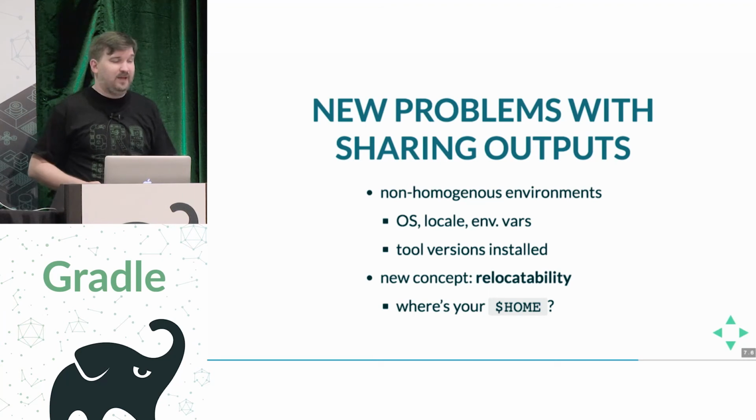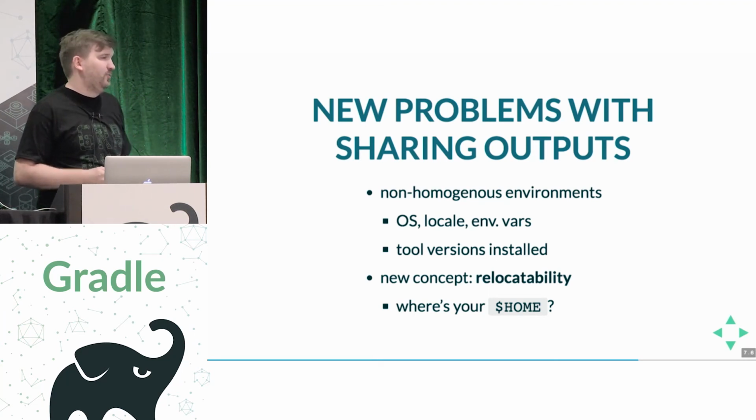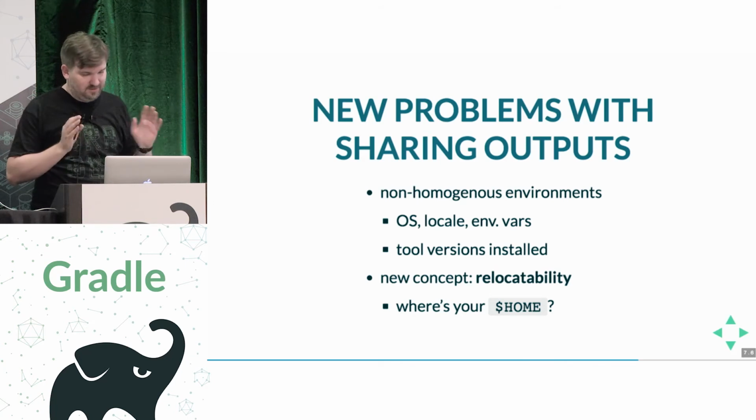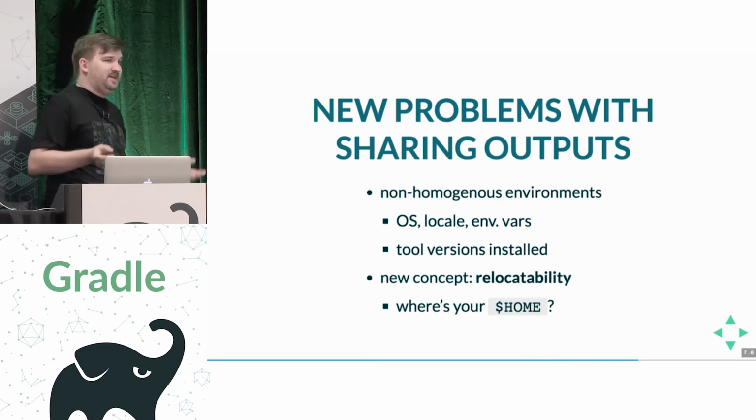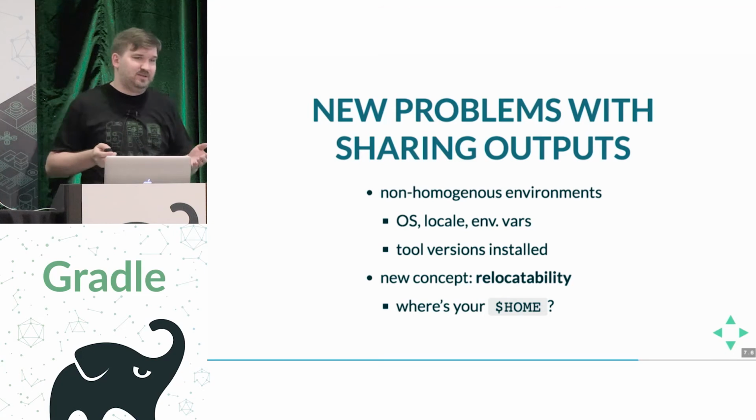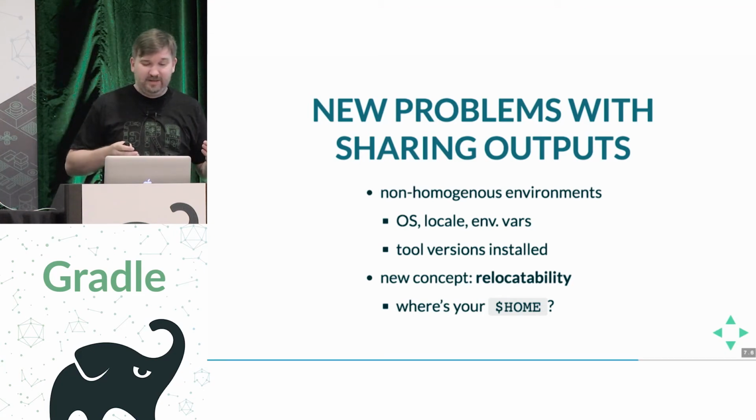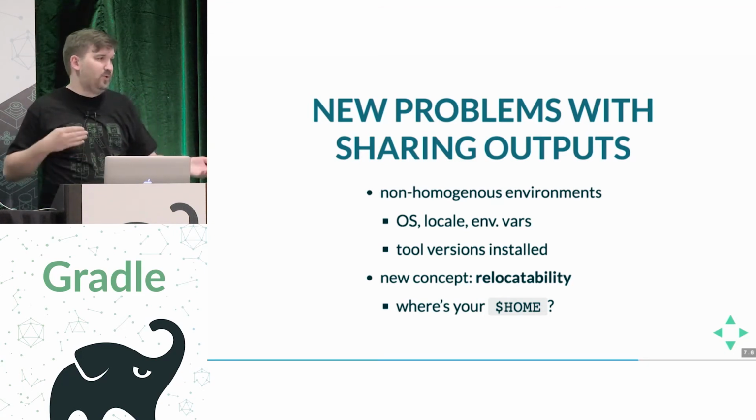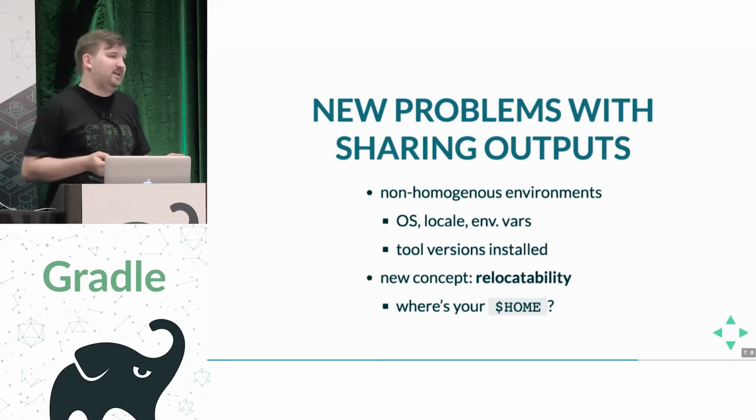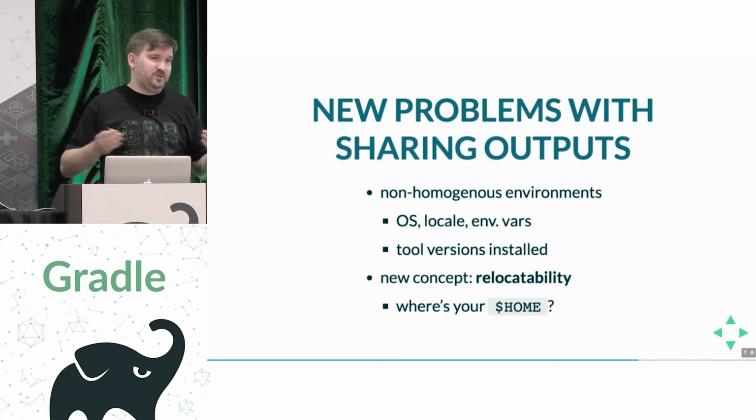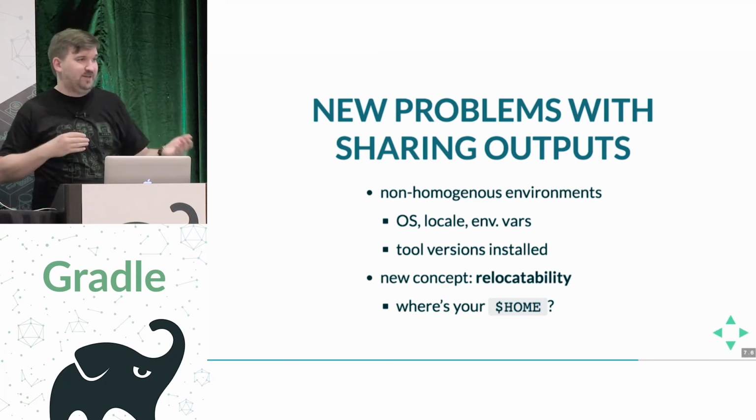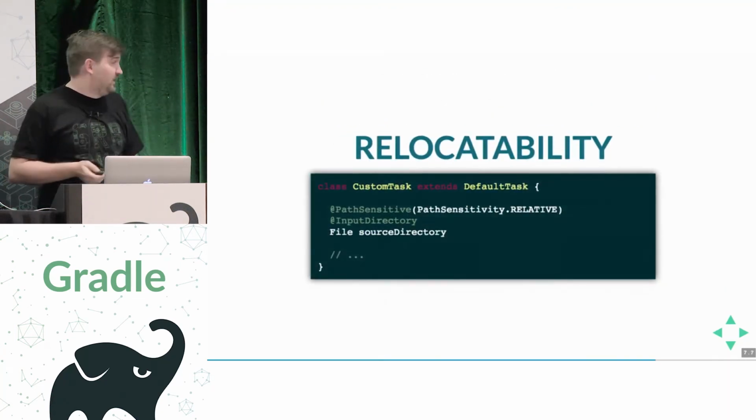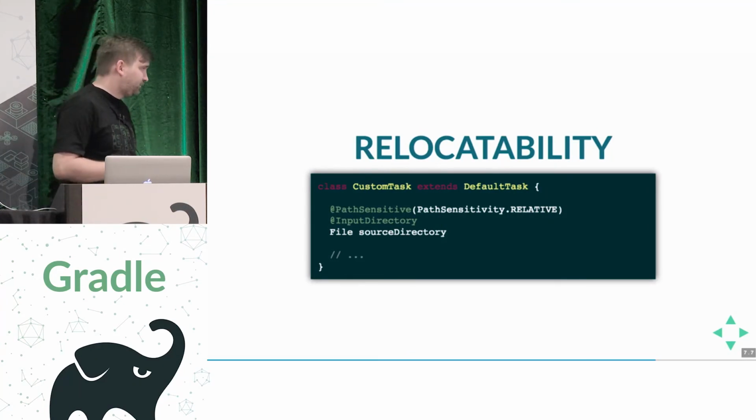We also have a completely new concept. We call it relocatability or path sensitivity. It's an interchangeable term. Basically, the idea is that if we're working in a team, everybody is probably checking out the source code in their own home directory or in a directory of their choice. And Gradle does not know automatically if it's okay to share those results with people who have checked out things in another location. You need to tell Gradle what the path sensitivity is of your input.